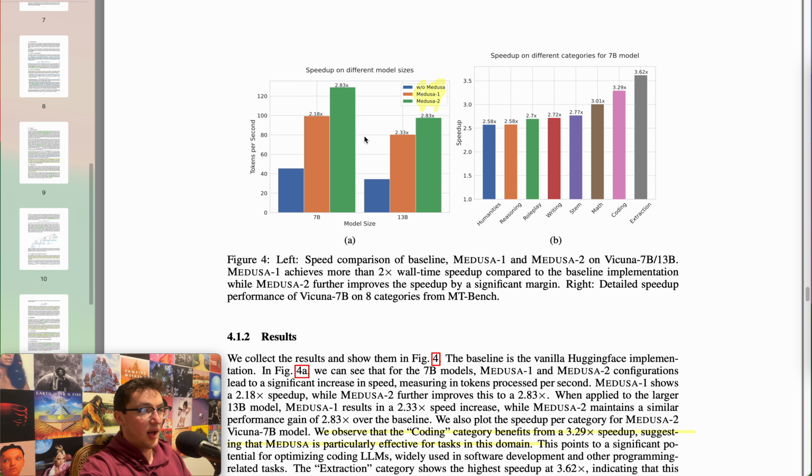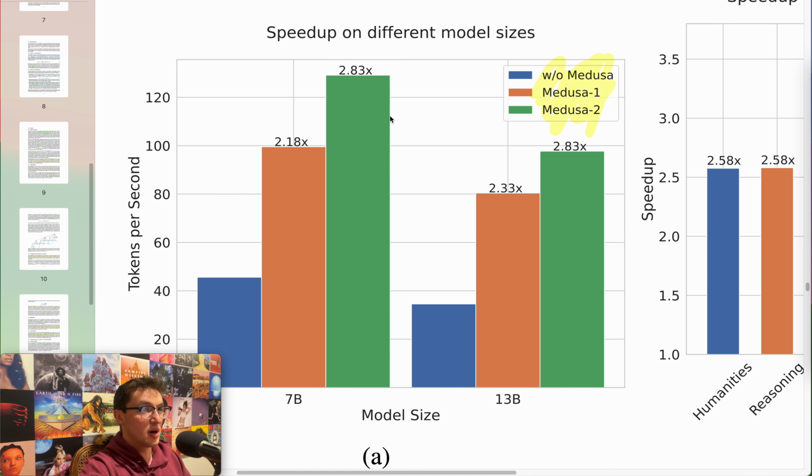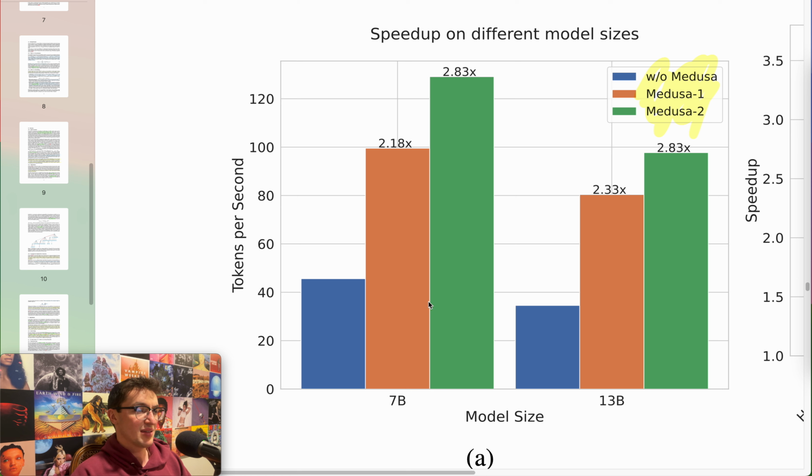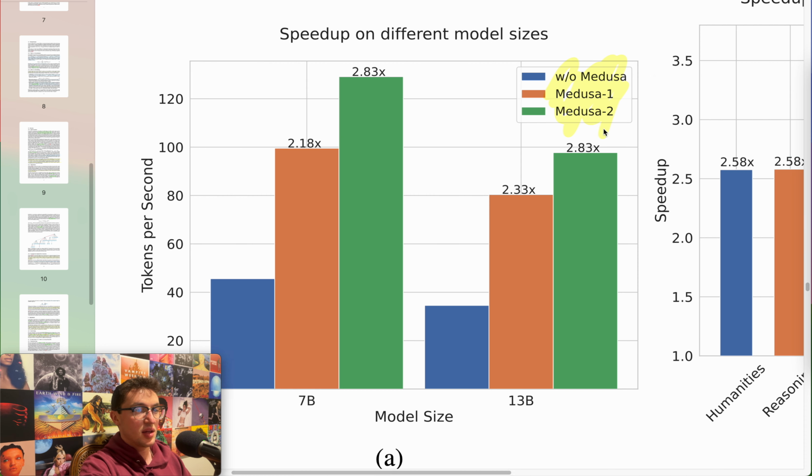So here are the graphs of the actual performance, speed up on different model sizes, right? So they took a 7 billion parameter model. I think it was Vicuna, if I remember correctly. The base tokens per second was 40-something. Implementing the simpler Medusa version, they get 100 tokens per second. Implementing the big Medusa version, including continually training the pre-trained model, they get almost 3 times speed up, right? Same thing here with 13 billion. It's a pretty similar ratio speed up, right?